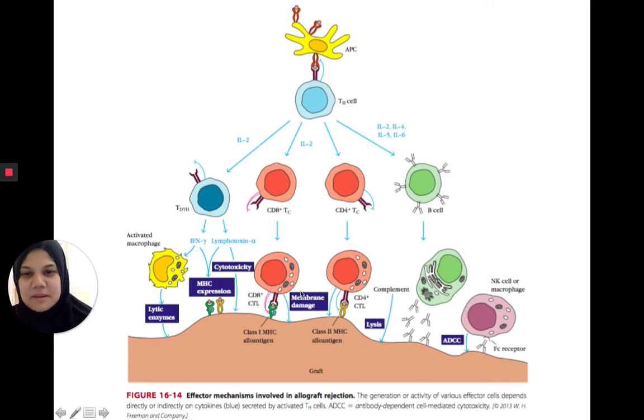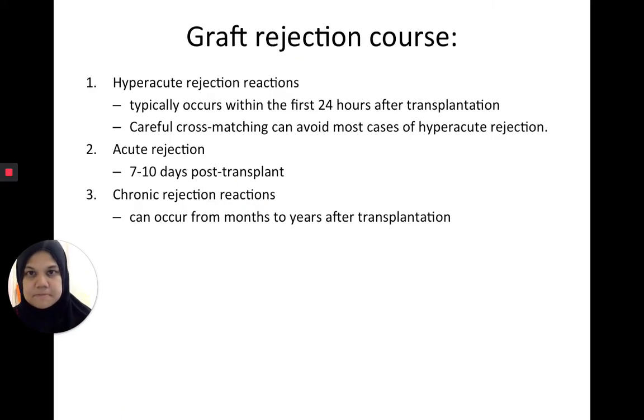So membrane damage, lytic enzymes from the macrophages, and that delayed-type hypersensitivity that you would see. So those are a few ways that the graft really gets destroyed by the immune system.